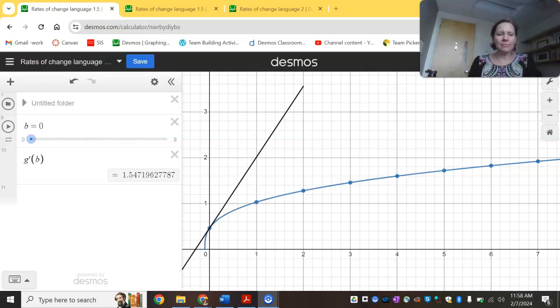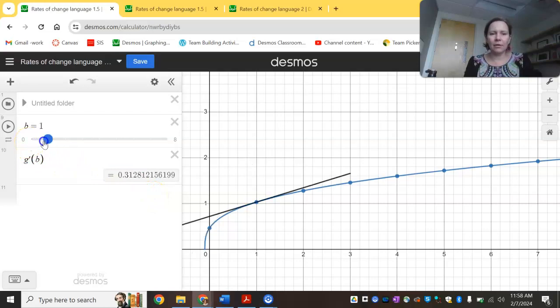Right here on this particular graph, at 0, this black line represents the slope at that point, and the slope at that given point is about 1.5. If we move our slider along 1 unit over, our input value has increased by 1, but my slope has decreased. Notice now my slope's only 0.3.